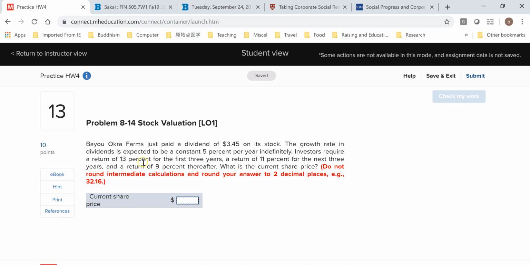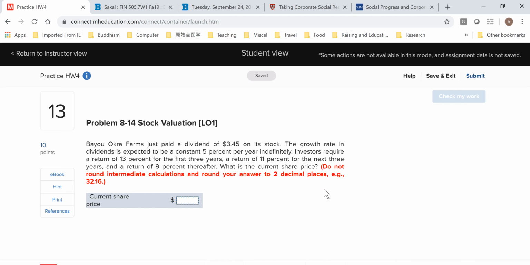Investors require a return of 13% for the first 3 years, a return of 11% for the next 3 years, and a return of 9% thereafter. So the difference between this question and many other probably more typical questions is that the required return is not a constant. It changes over time. So the question is, what is the current share price? And rounding requirement: do not round intermediate calculations and round your answer to 2 decimal places.